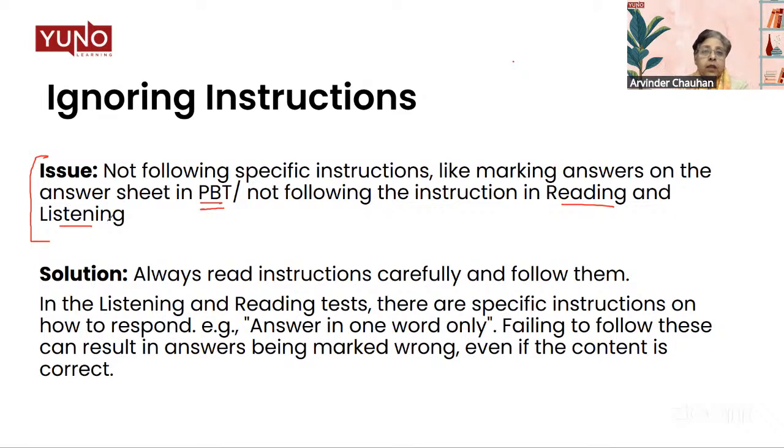Over here, the questions are going to be what we have done in our practice work. However, the placement of the questions is going to be different. So we don't know which question is coming up next. We've practiced those questions, but we don't know how they have placed them, right? Now, let's look at this one. In the listening and reading test, there are specific instructions on how to respond, like answer in one word only. Failing to follow these can result in answers being marked wrong, even if the content is correct, right?